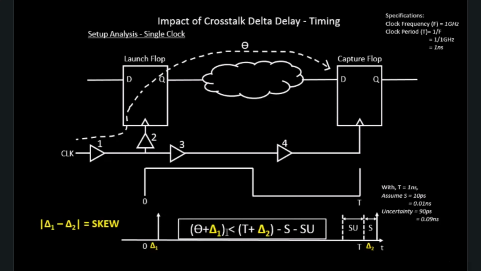Now what we are learning here is the impact of crosstalk delta delay on timing. In this circuit, we'll introduce crosstalk and see how it impacts this equation. The condition is that theta plus delta 1 should be less than t plus delta 2, but how will crosstalk make the left hand side go higher than the right hand side?